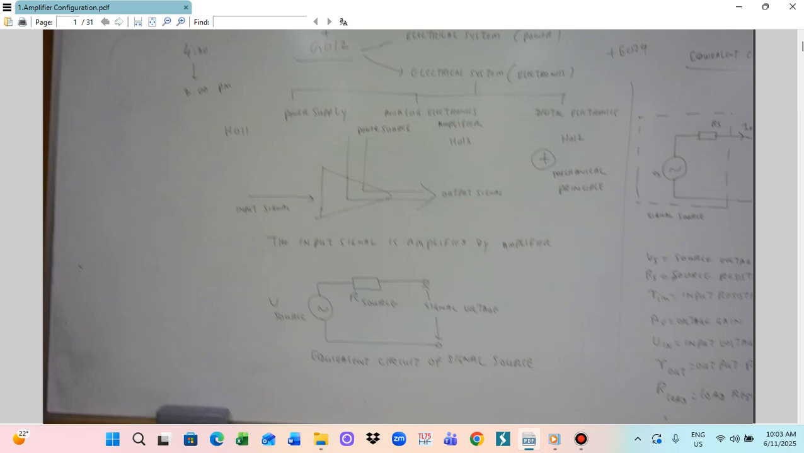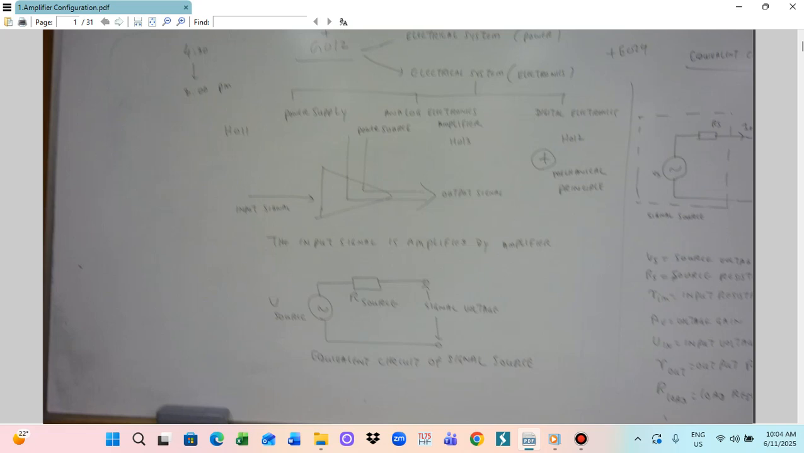So for analog electronics I introduce the amplifier. The amplifier function is to amplify the signal. This is for the amplifier. We have to put in the input signal, so the input signal is amplified. You have to supply the input signal, and then you also connect it to the power source.